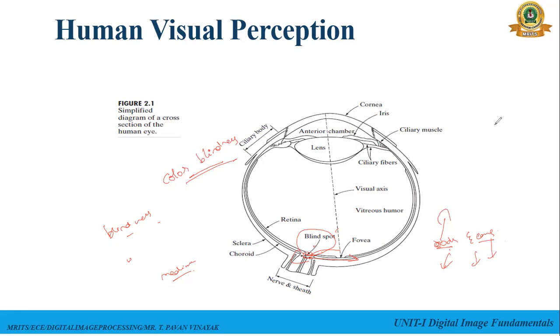These are the important membranes in the human eye. Blind spot, rods and cones. Mainly based on the rods and cones only, human vision is possible.